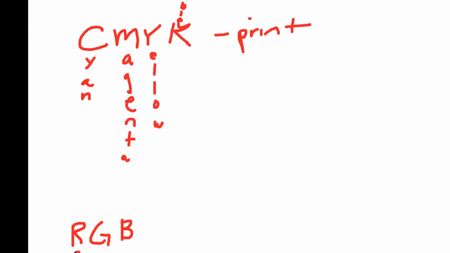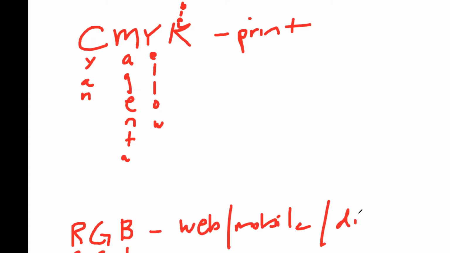RGB stands for red, green, and blue. And we usually use this for web purposes, mobile environment, anything that's going to be digital and we don't anticipate printing.